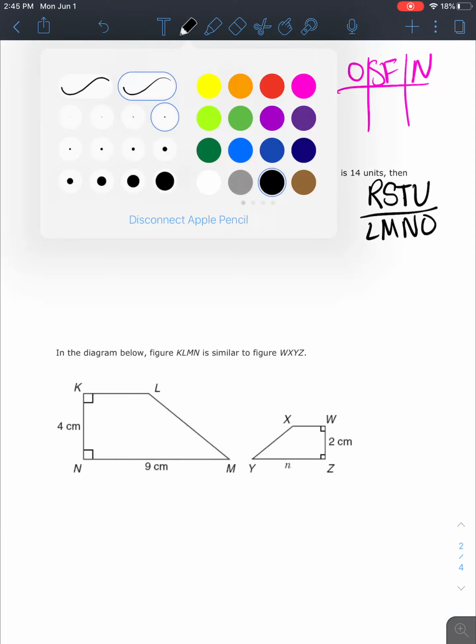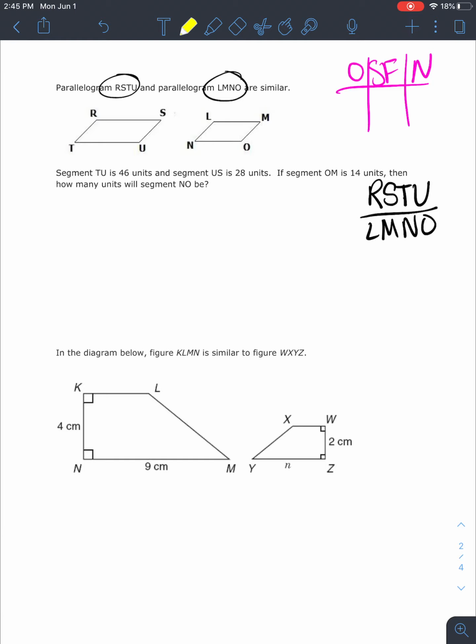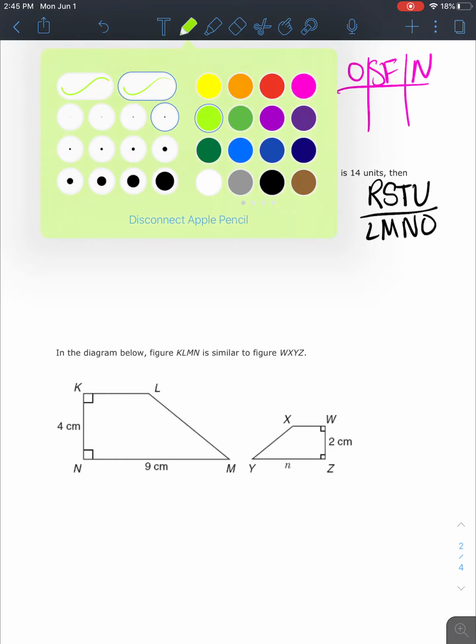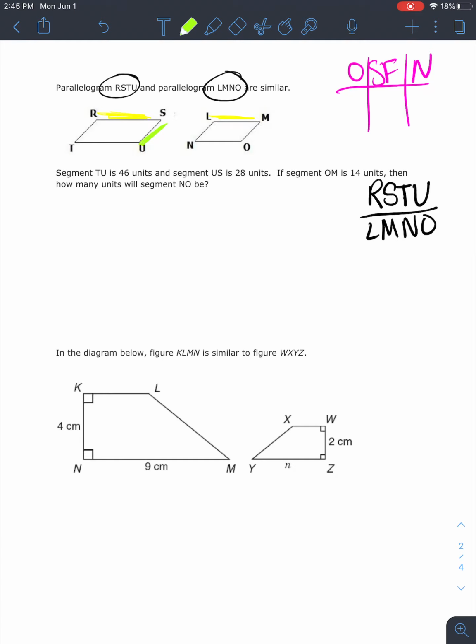One of the things that does is it helps us color code and match corresponding sides as well as congruent angles. So if I color code this, RS goes with LM, SU goes with MO, this goes with this, and pick another random color.